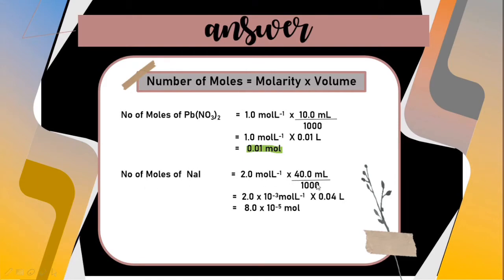Next, we need to find the number of moles of sodium iodide. Substitute the values and convert to liters. We get the final answer of 8 times 10 to the power of negative 5 mole. Then, find the total volume of solution obtained from the lead(II) nitrate and sodium iodide. So, 0.01 plus 0.04 is 0.05 liter.